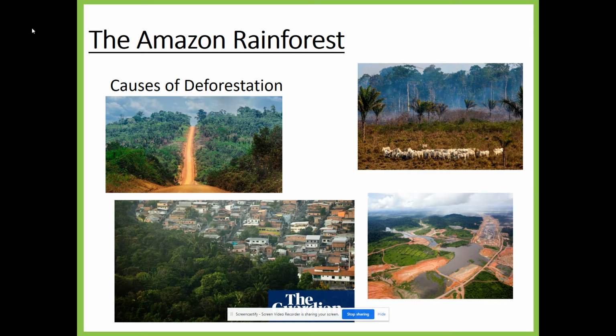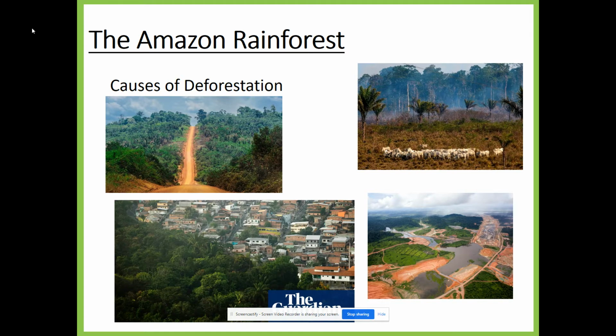Now, subsistence farming is generally where farmers occupy small plots of land. They produce just enough food to feed themselves and their family. They'll often clear the forest and burn it, and then they'll use the land to produce crops. If the soil becomes exhausted, the farmers will then move on. Because the farmer's only producing enough crops for themselves and their family, it tends to have a small impact on the Amazon as a whole.